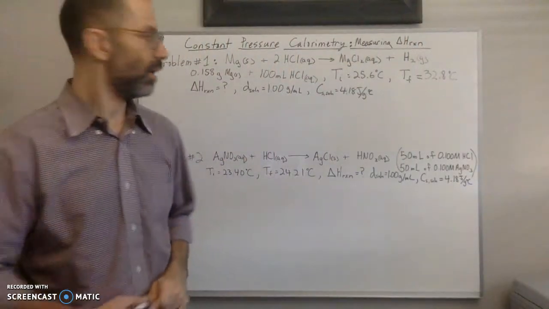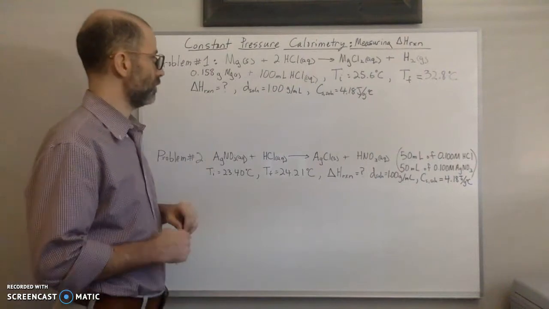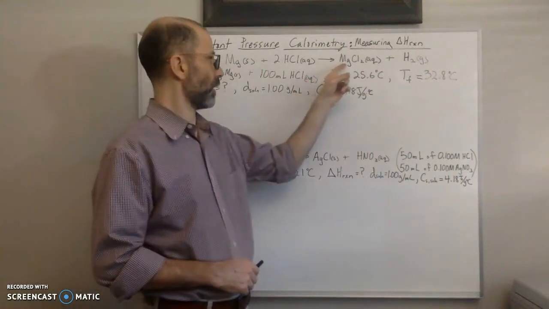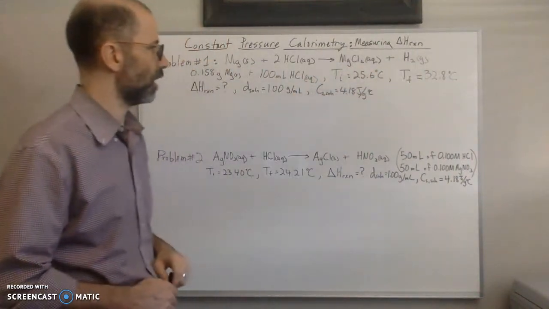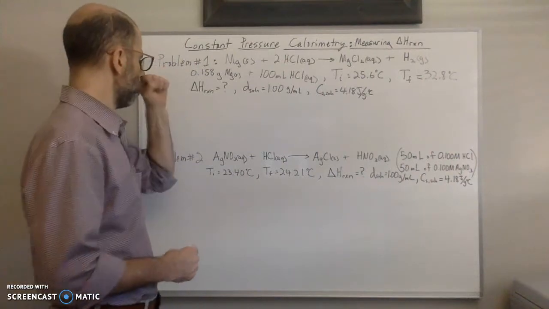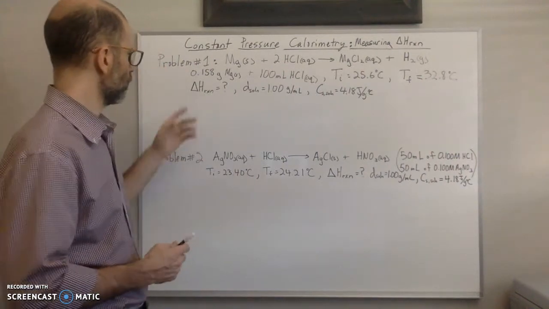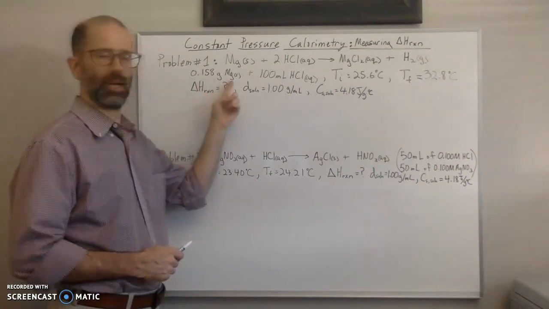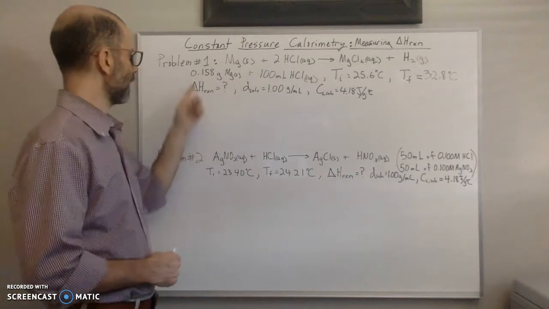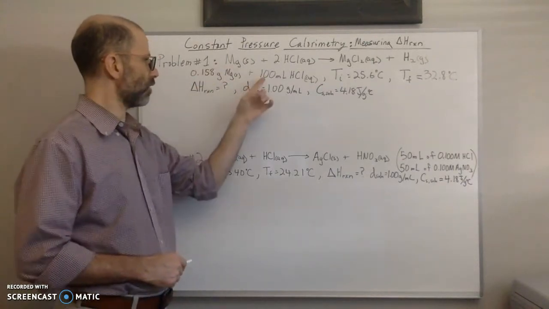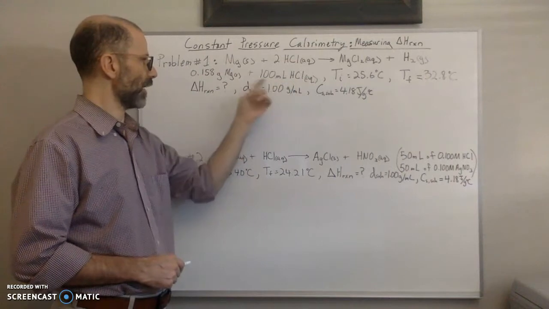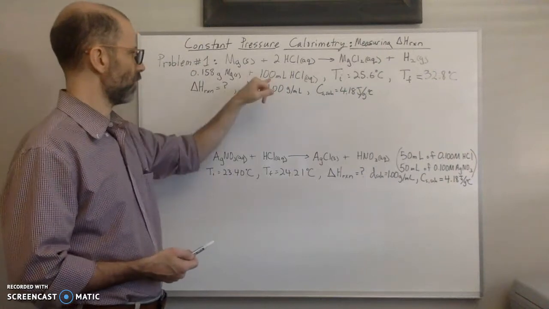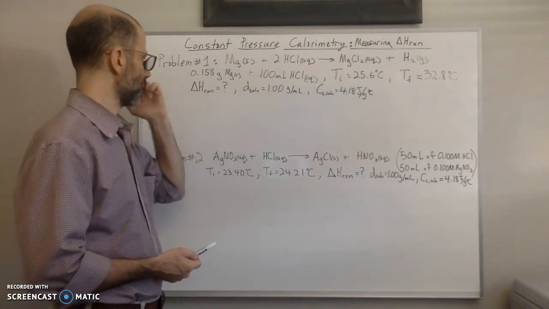That's better. Okay, so the first problem, we're given that magnesium reacts with hydrochloric acid to form magnesium chloride and gaseous hydrogen. So we're given a certain amount of magnesium. We're given 0.158 grams of magnesium solid, and that's going to react with enough hydrochloric acid to give 100 milliliters of this solution. Okay, so we're going to have 100 milliliters of the solution when the reaction is done.